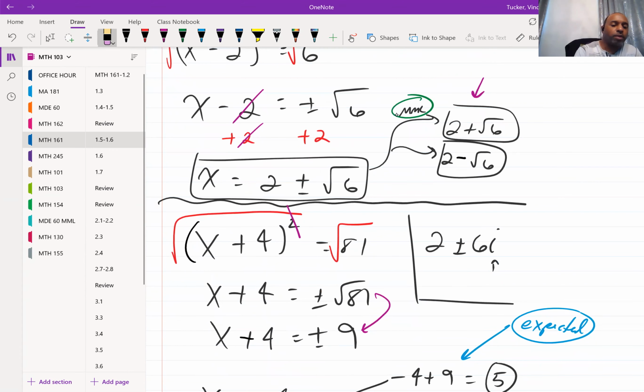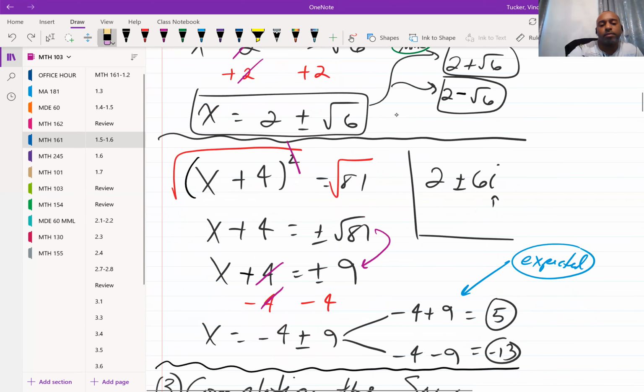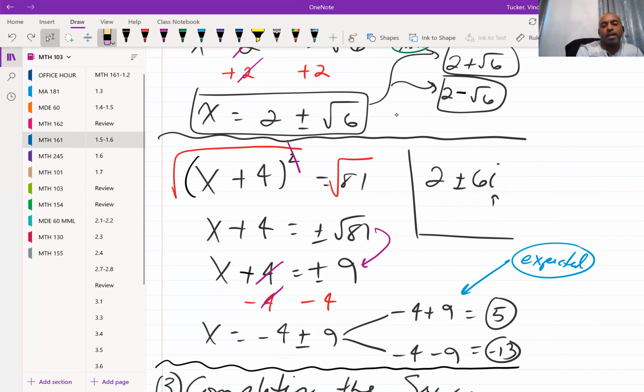Take the square root of 81, which is 9. So that's plus or minus 9 on the right. And then you subtract 4 from both sides. So it's negative 4 plus or minus 9.